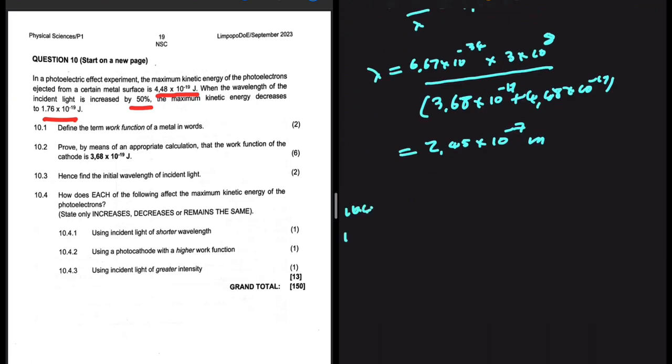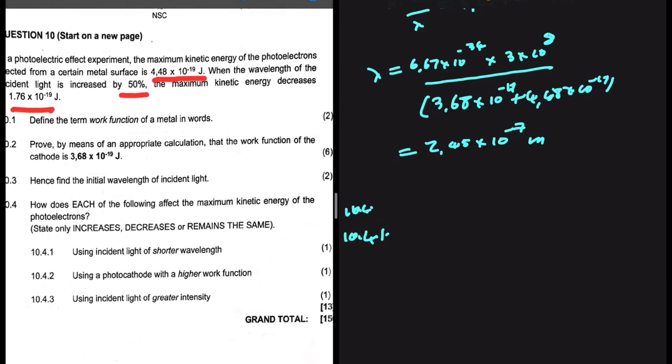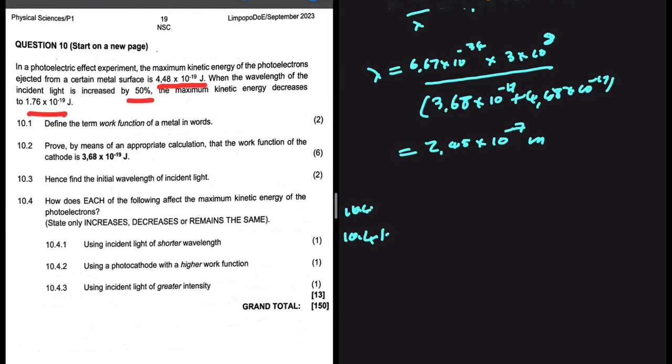10.4 and 10.4.1. How does each of the following affect the maximum kinetic energy of the photoelectrons? State only increases, decreases, or remains the same. We're interested in EK max, right? And then 10.4.1, using incident light of a shorter wavelength. If we're using incident light of a shorter wavelength, that increases the frequency. If the frequency increases, EK max increases. So the answer to 10.4.1 is increases.